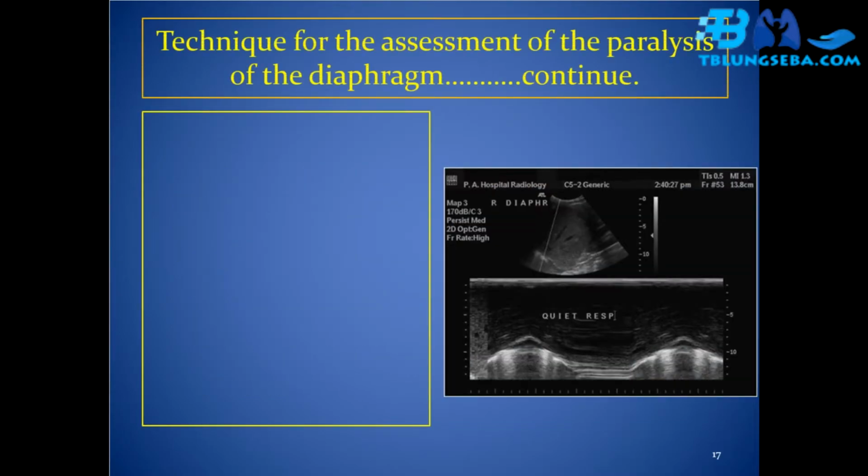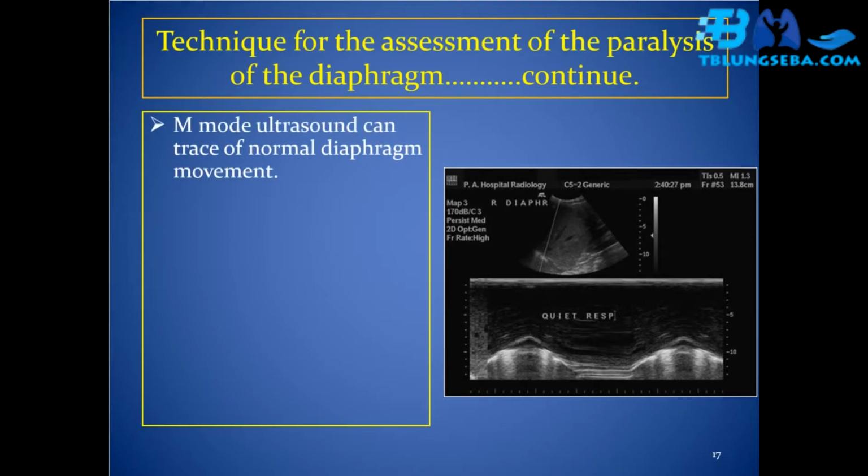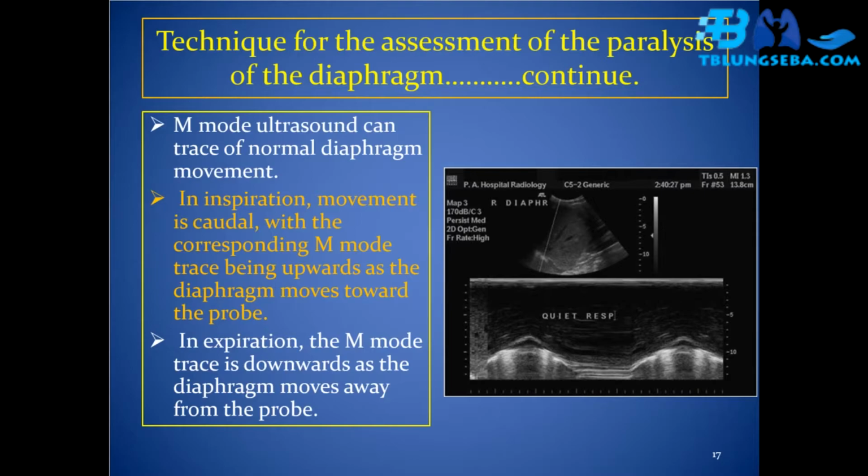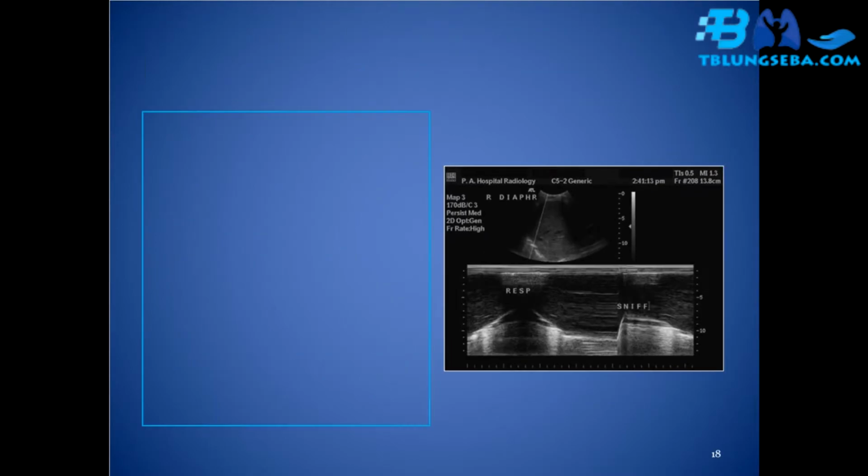Technique for the assessment of the paralysis of the diaphragm, continued. M mode ultrasound scan trace of normal diaphragm movement. In inspiration, movement is caudal, with the corresponding M mode trace being upwards as the diaphragm moves toward the probe. In expiration, the M mode trace goes downwards as the diaphragm moves away from the probe.